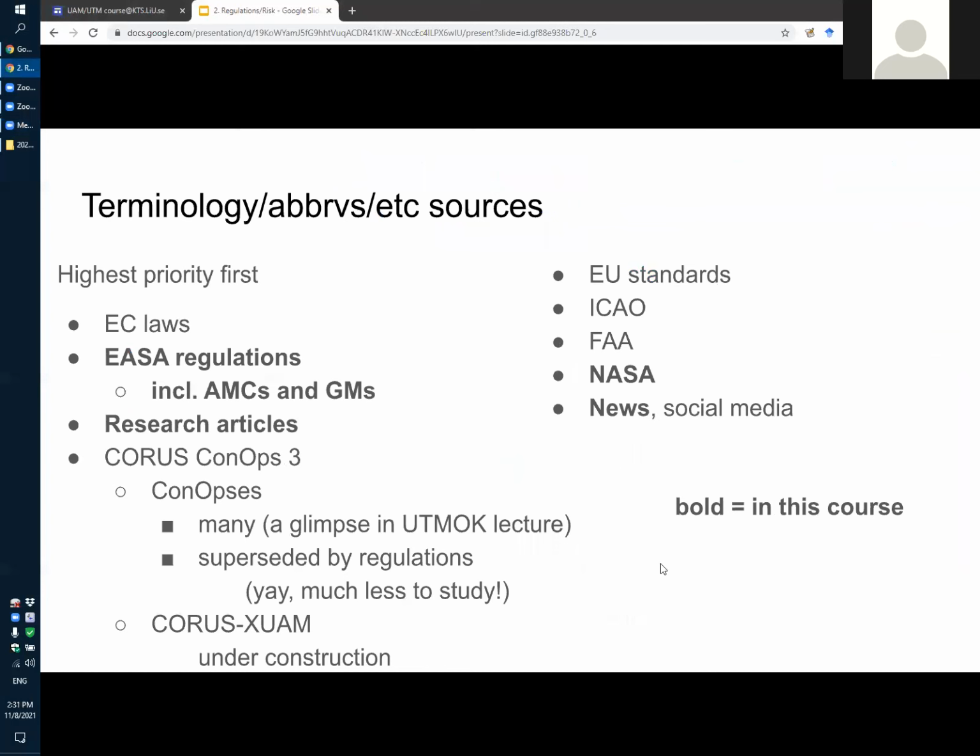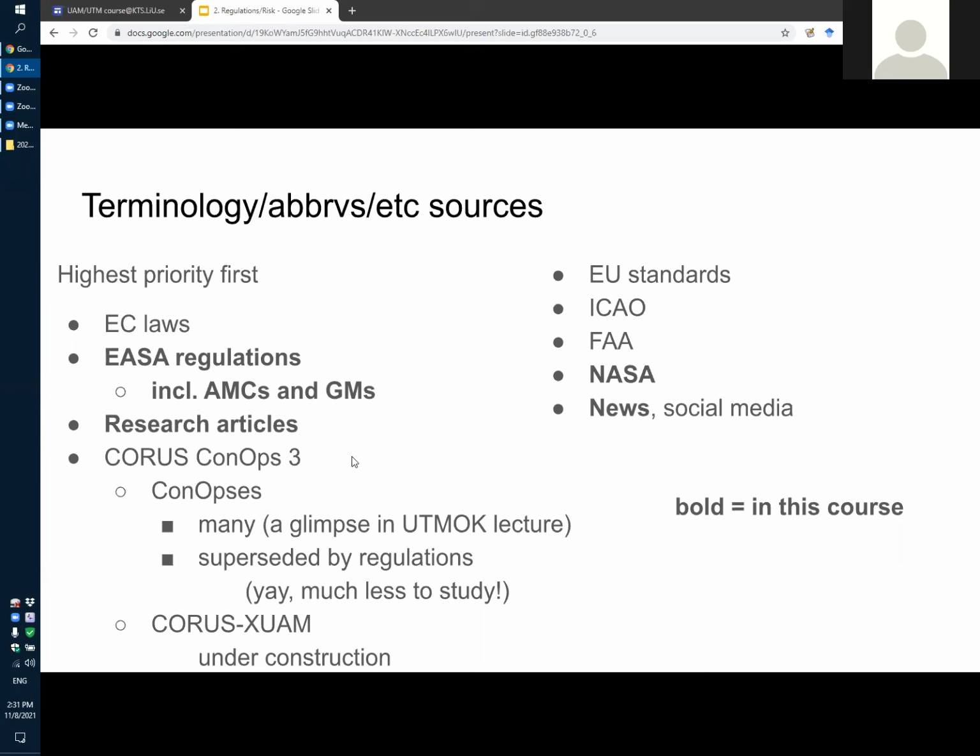Okay, so returning to the terminology, abbreviations, and other notions, sources. Again, there are quite a few places from which you can get them, but you should understand which sources have higher priority and which have lower priority. Of course, the EU laws are the most important. I'm not a lawyer, so we don't cover these in the course, and I don't know if they contradict the UAS regulations. Hopefully not, but if they do, of course, you have to abide by the laws.